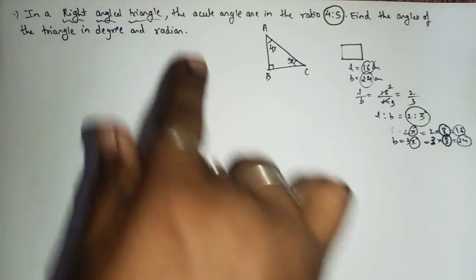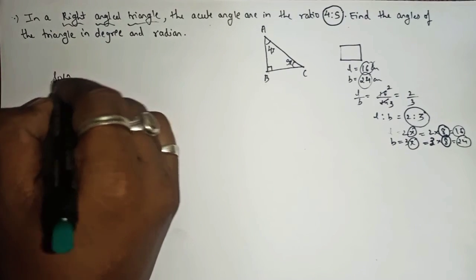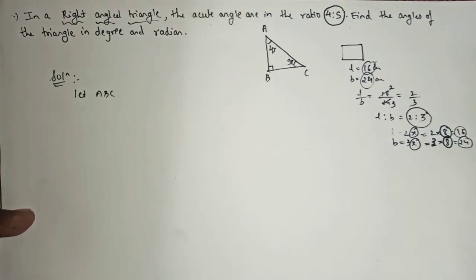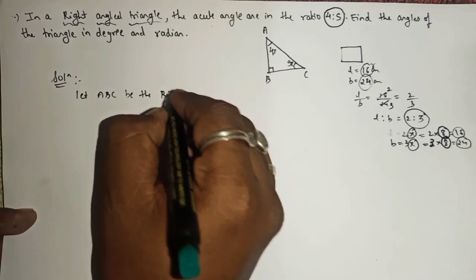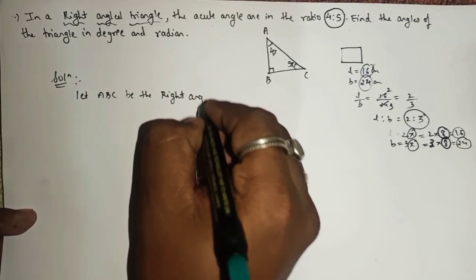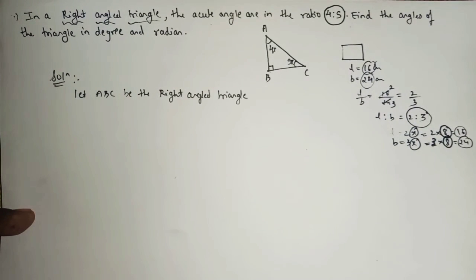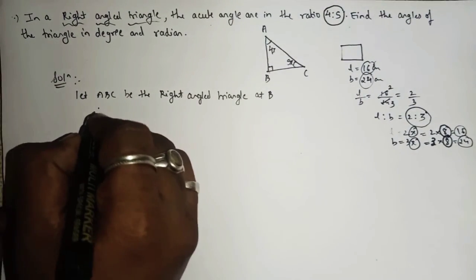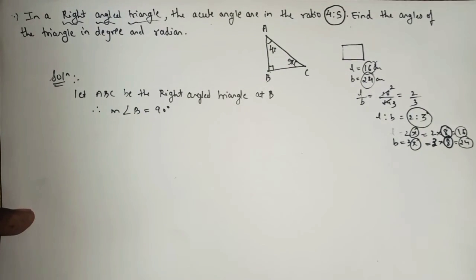As in a right angle triangle, the acute angles are in a ratio. So first we'll consider, let ABC be the right angled triangle at B. So what is the measure of angle B? 90 degree.